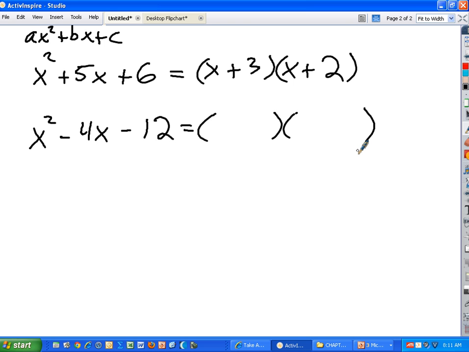Okay, now because a is equal to 1, when I'm unfoiling this, first thing I always want to do, I want to set this template up. What are the first terms? X's. So we always want to write that stuff down first, because we know that if it factors, it's got to look like that. Now the magic numbers.